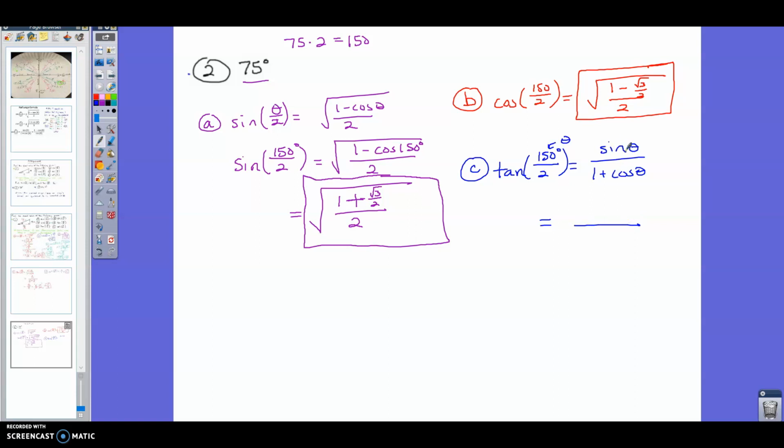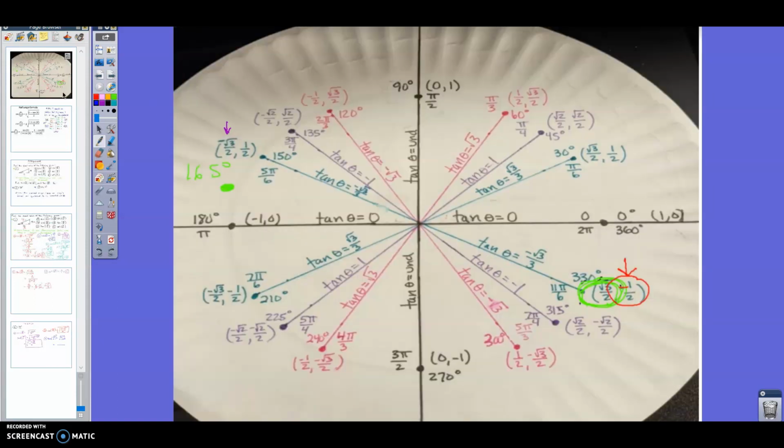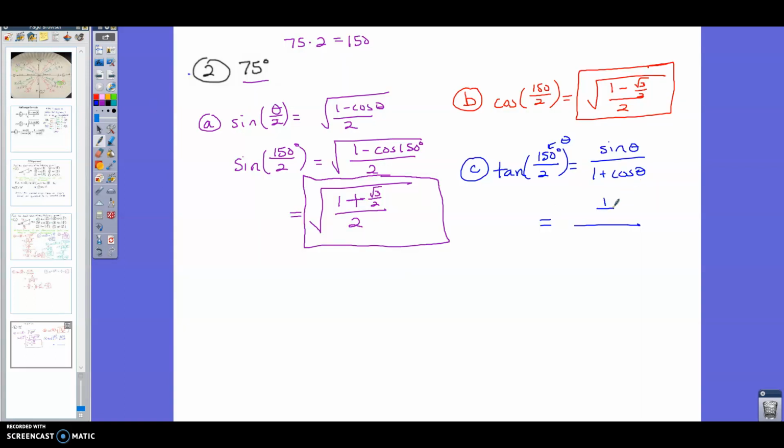So the sine at 150, that's the y value. So the y value there is 1/2. And then in the denominator, it's going to end up being that negative square root of 3 over 2 again. So that's going to change that plus to a negative. And again, we're not going to worry about rationalizing the denominators here. I care more about the trig part.